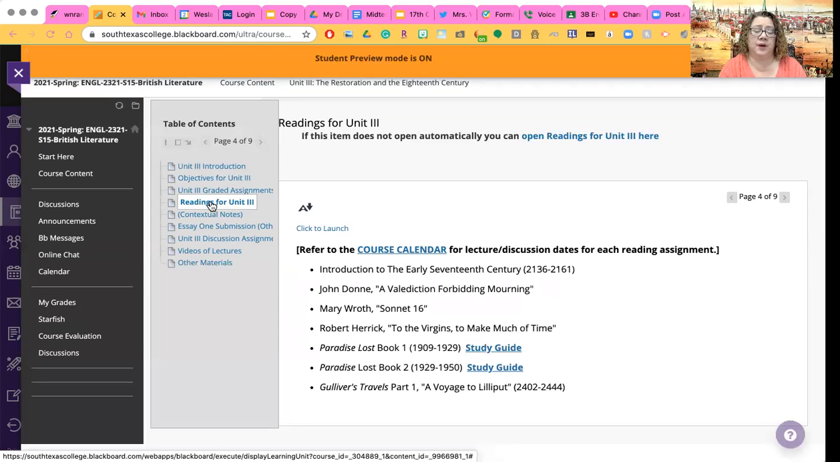The readings for Unit 3 are kind of limited. I had to take a few things out because of that week that we weren't in school. I streamlined this unit a little bit because of time. But there's some poetry. We're going to look at some poetry today as examples of 17th century writing. We'll also be reading Paradise Lost, just the first 2 books. It's just the very beginning. This course is a sampler, so we just look at the little beginnings of different pieces for the most part. Same thing with Gulliver's Travels. We're only reading part 1. That's coming up after spring break.